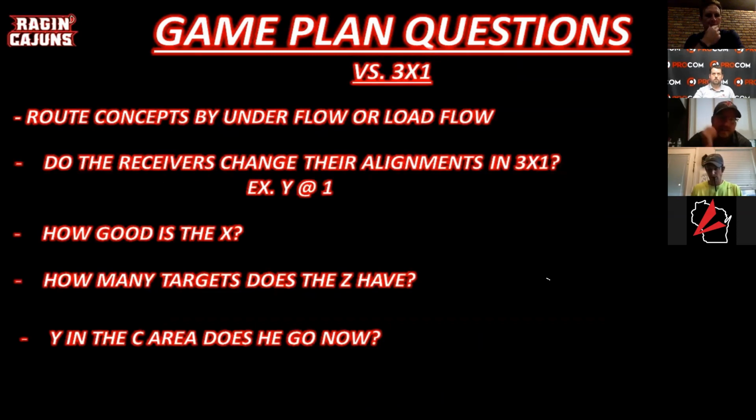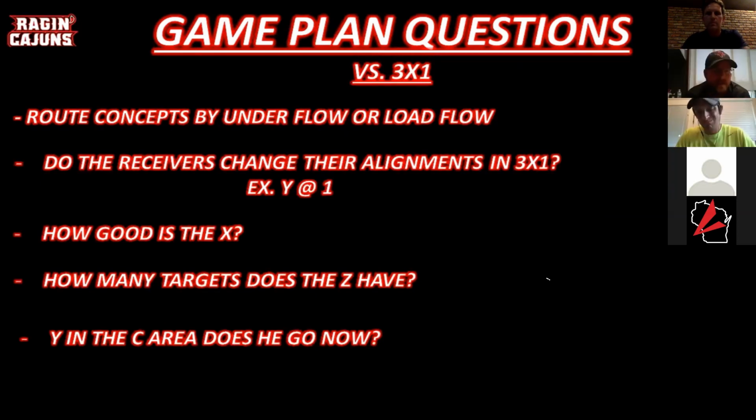The first thing I like to look at is what the route concepts are, based on underflow or load flow. When I say underflow, I'm talking about 3x2 distribution: backs weak to the X, 3 receivers, right? And load flow being your 4 strong route concepts. To us, those are typically 2 different worlds, and we want to have a plan accordingly. Some people, it's no different, right? They may be moving the back based on protection, and he's not factored into the route concept. But that's a starting point for me.